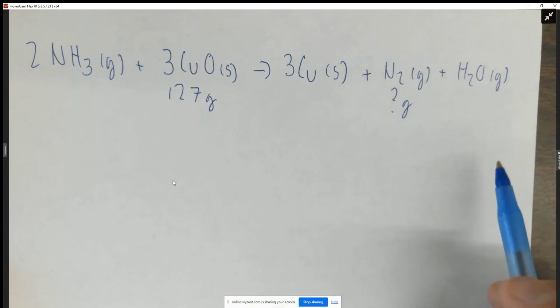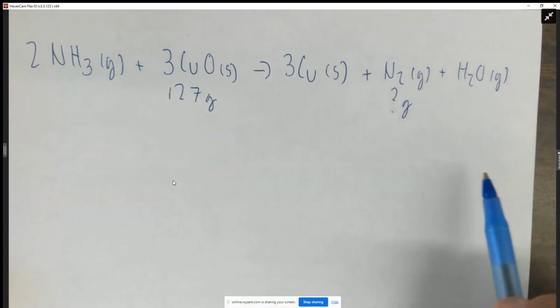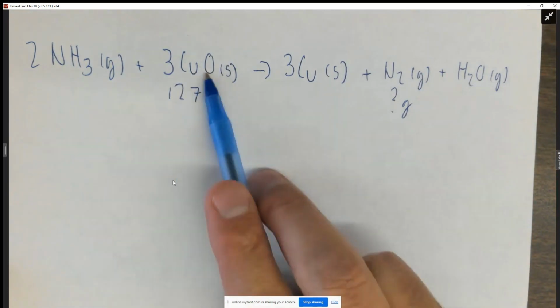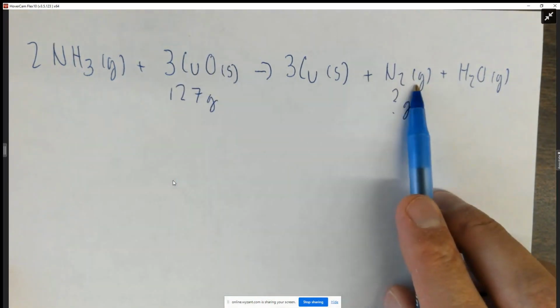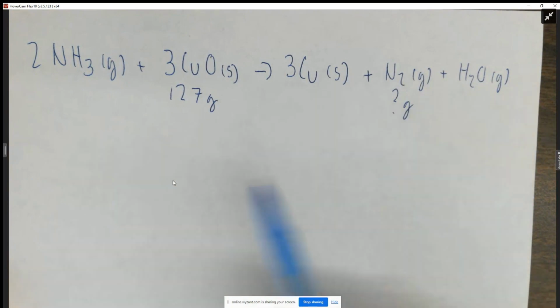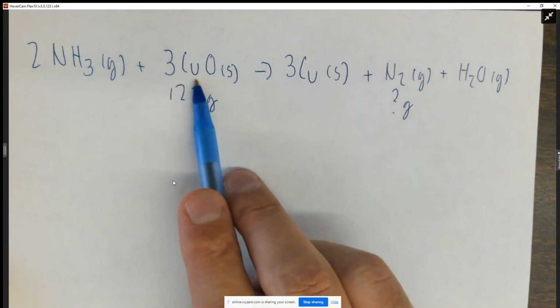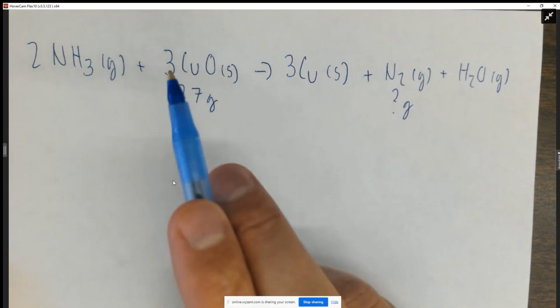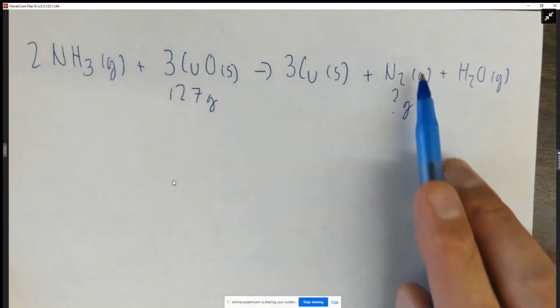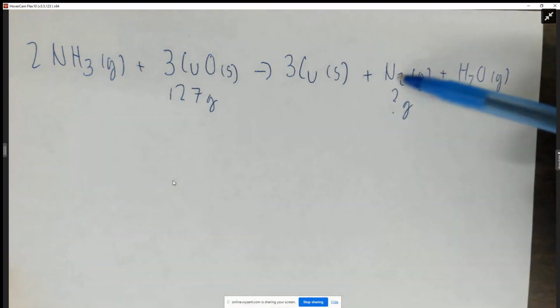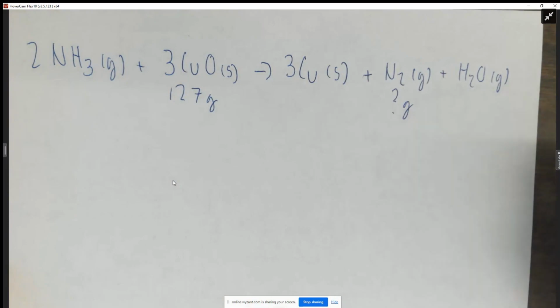So let's take a look at how we might approach this problem. Well, we need to convert from grams of one compound to grams of another. Unfortunately, there's no good way to do that. So we have to convert from grams of this compound to moles of this compound, because there's a good way to convert from moles of this compound to moles of this compound. And once we have moles of nitrogen, we can convert it back to grams. What we're essentially doing is what's called stoichiometry.